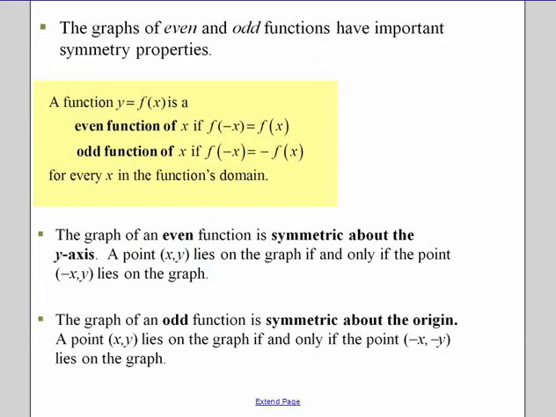Okay, even and odd functions. Please make sure you write this down. This is the definition that I want us to be using. An even function, f of -x is equal to f of x, and one of the properties is you're symmetric about the y-axis. An odd function, f of -x is equal to negative f of x, and we're symmetric about the origin. Those are the key things that I want you guys to know from this.